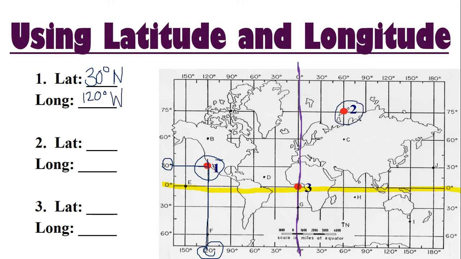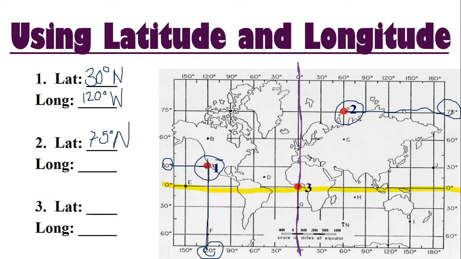Point 2, let's do the same thing. We're at point 2, we need to figure out the latitude. We go across, we see that latitude is at 75 degrees. We need to figure out, is it north or south? Well, is your point above or below the equator line? It's above, so it's north.